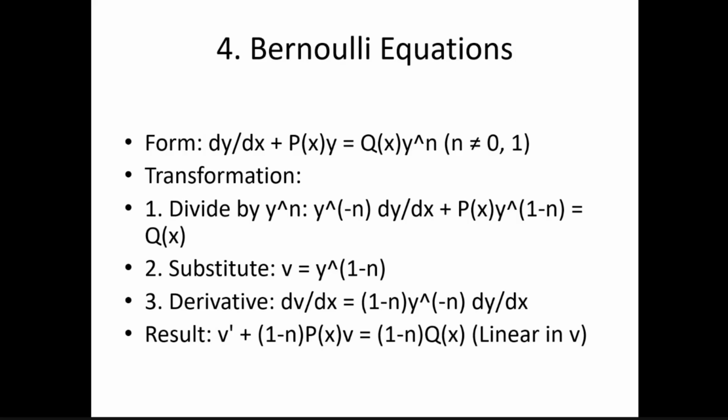So what we do is a transformation. We divide by y to the power n. So y^(-n) dy/dx + p(x)y^(1-n) = q(x). Then we substitute v = y^(1-n). The derivative becomes dv/dx = (1-n)y^(-n) dy/dx. The result is v' + (1-n)p(x)v = (1-n)q(x). So this is a linear equation in v, and we can use the solution process of linear equations to solve this equation.